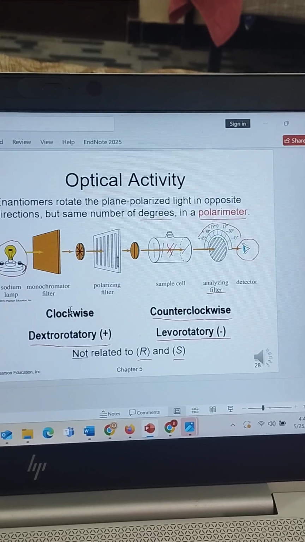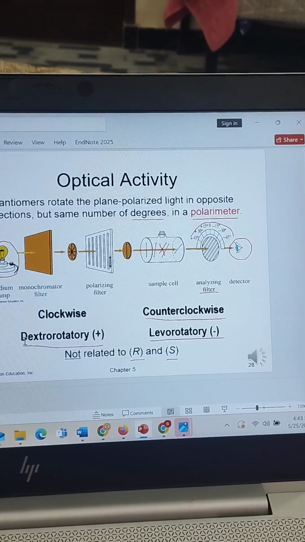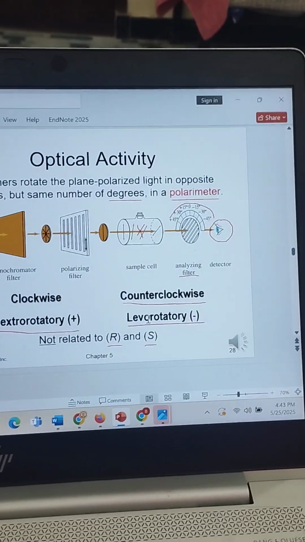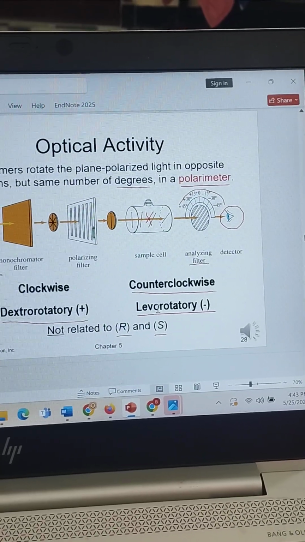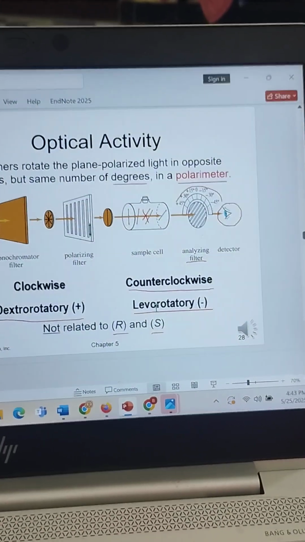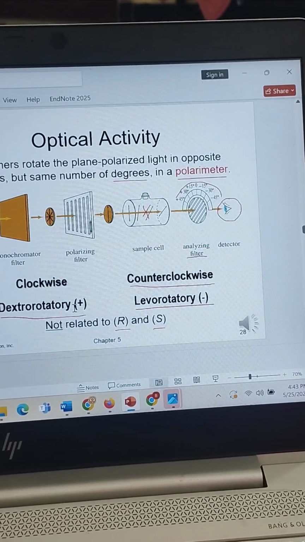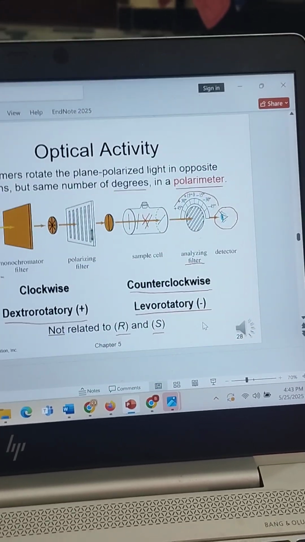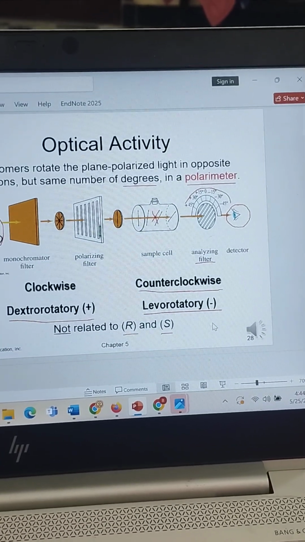So the clockwise or R configuration molecule is called dextrorotatory or positive, and similarly the molecule which rotates the plane polarized light towards the counterclockwise direction, we will call levorotatory. So you will have to remember these two terms, dextrorotatory and levorotatory. Dextrorotatory is the clockwise direction, and levorotatory is the molecule which will rotate the plane polarized light toward the counterclockwise direction.